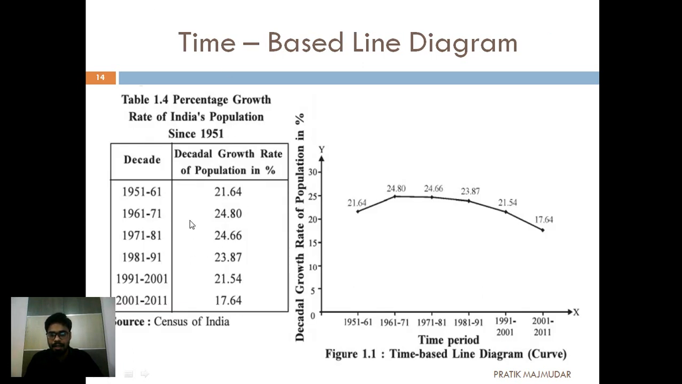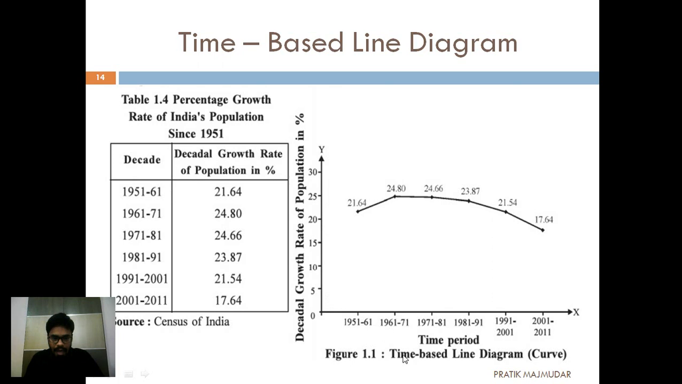Here is an example. Let's see. It is a decadal year and the census report is there about the population. So in the year 1951-61, the population growth was 21.64 percent. In 61 to 71, the population growth rate was 24.80 and it has decreased to 17.64 percent. So you can compare it with this one.